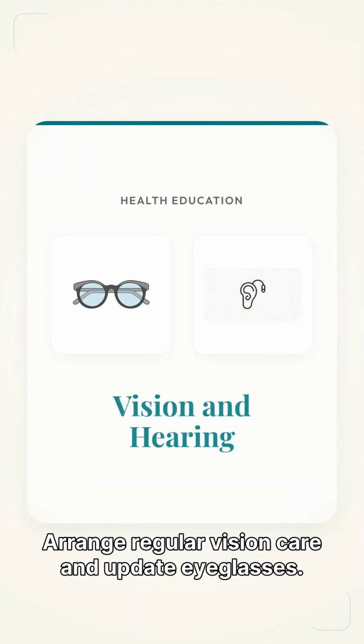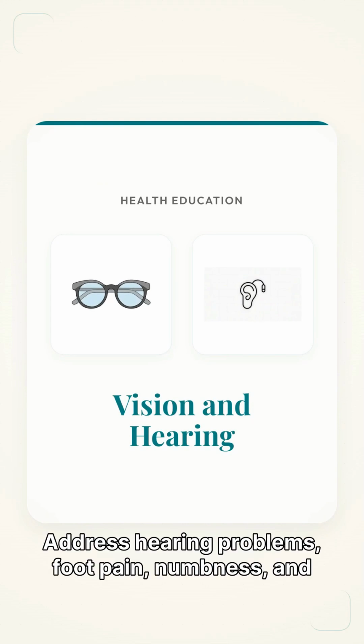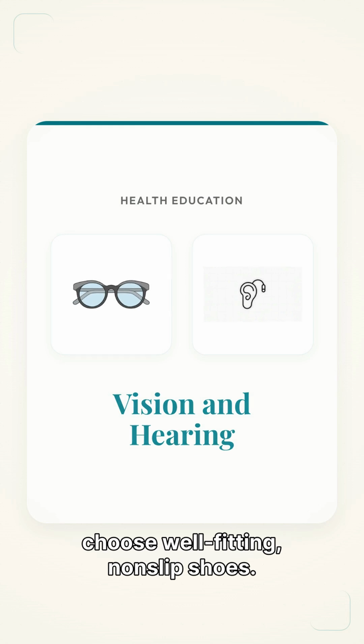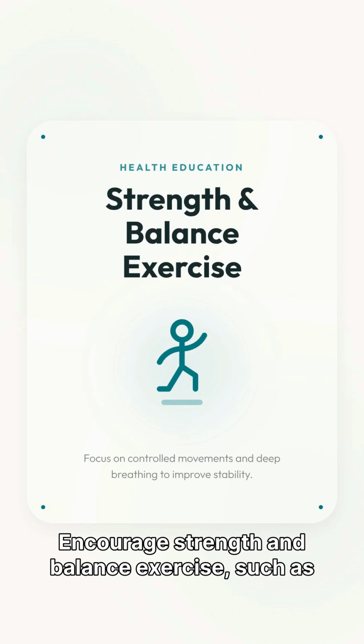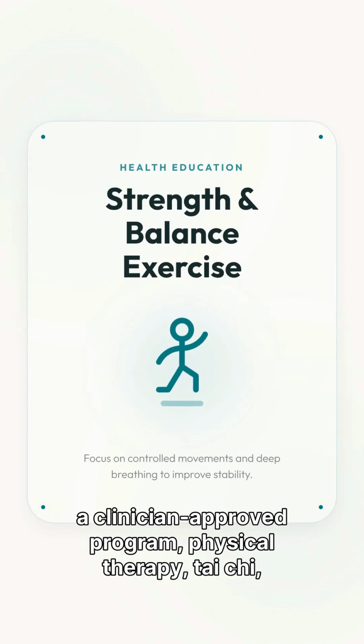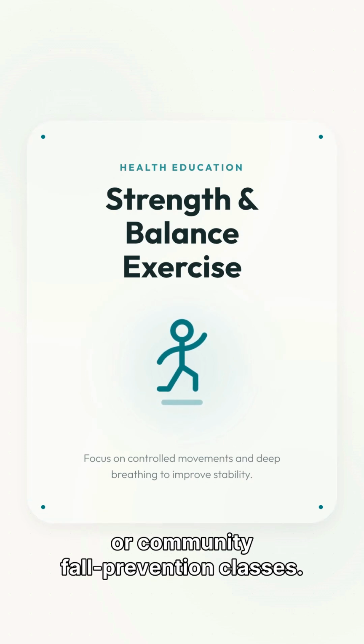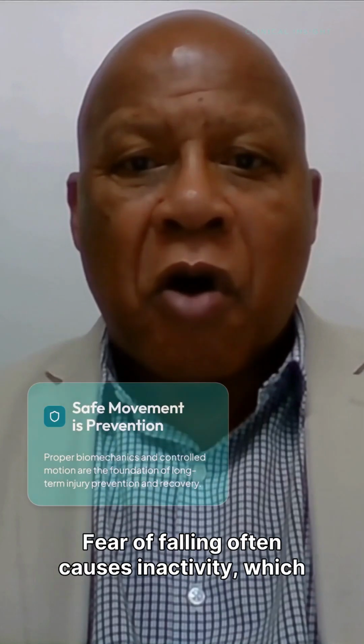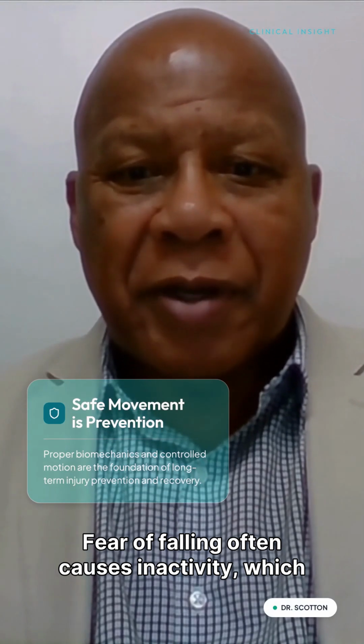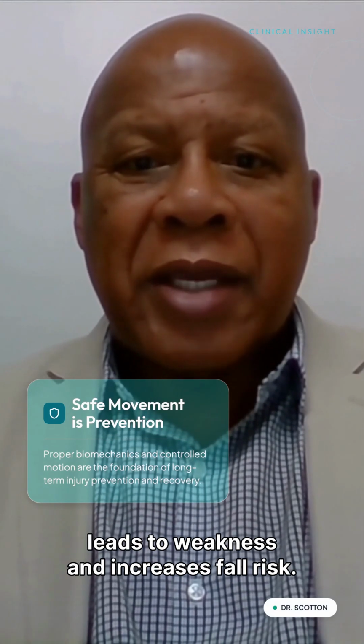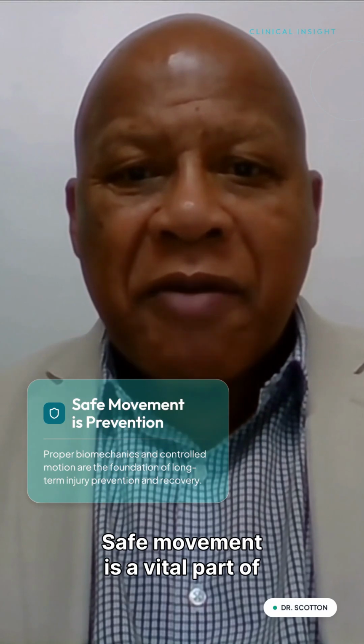Arrange regular vision care and update eyeglasses. Address hearing problems, foot pain, numbness, and choose well-fitting, non-slip shoes. Encourage strength and balance exercise, such as a clinician-approved program, physical therapy, Tai Chi, or community fall prevention classes. Fear of falling often causes inactivity, which leads to weakness and increases fall risk. Safe movement is a vital part of prevention.